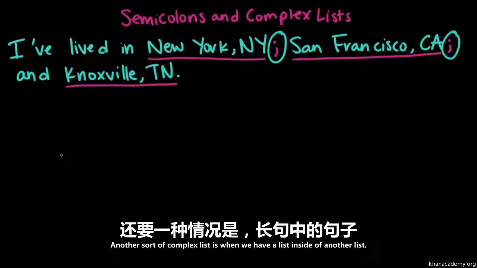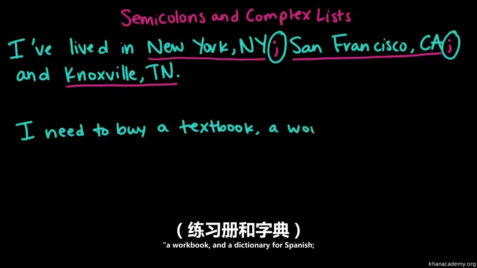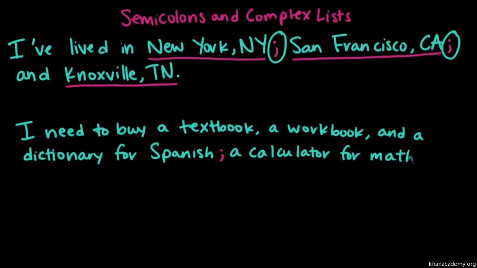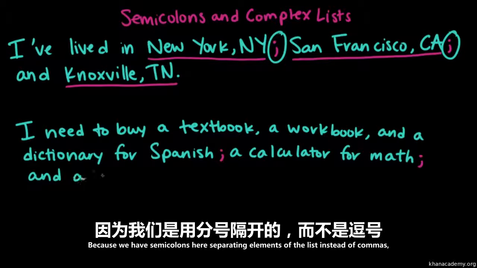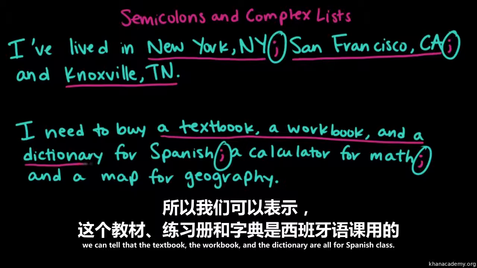Another sort of complex list is when we have a list inside of another list. This looks something like, I need to buy a textbook, a workbook, and a dictionary for Spanish; a calculator for math; and a map for geography. Because we have semicolons here separating the elements of the list instead of commas, we can tell that the textbook, the workbook, and the dictionary are all for Spanish class.